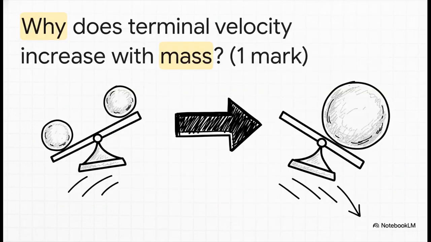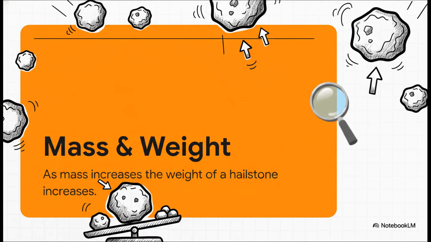The next question is for 1 mark, and it asks, why does terminal velocity increase with mass? So why does a heavier hailstone fall faster in the end? For just 1 mark, you know the answer needs to be short, sweet, and to the point. And there it is, the single point you need to make. A larger mass means a greater weight. That's it. Think about it. If the downward force of weight is bigger, the hailstone has to fall much, much faster to build up enough upward air resistance to balance it out.